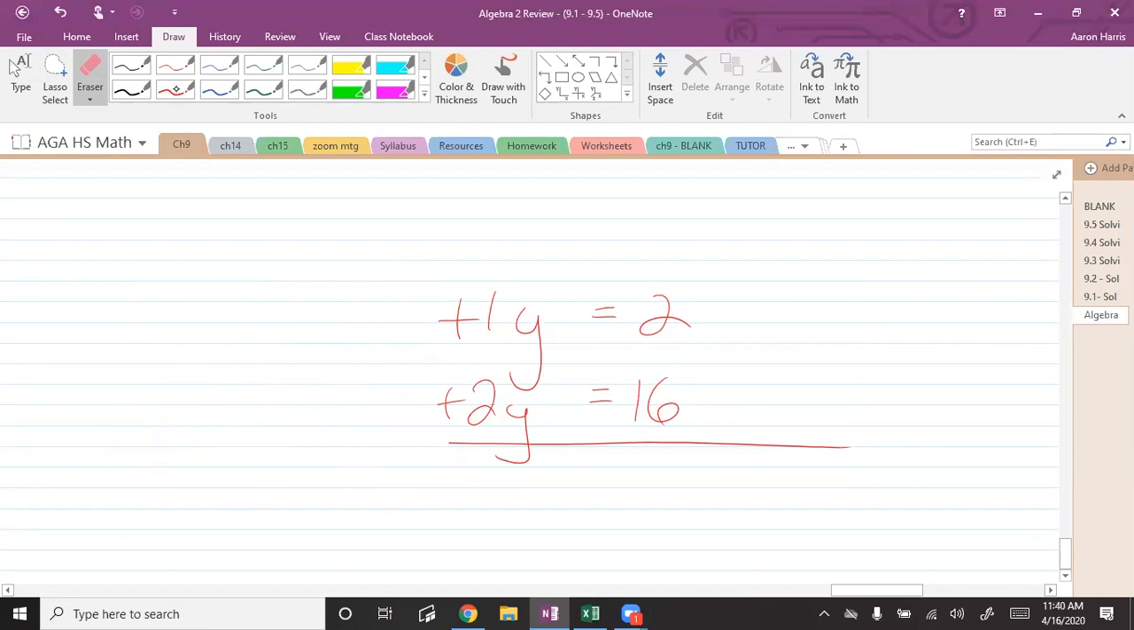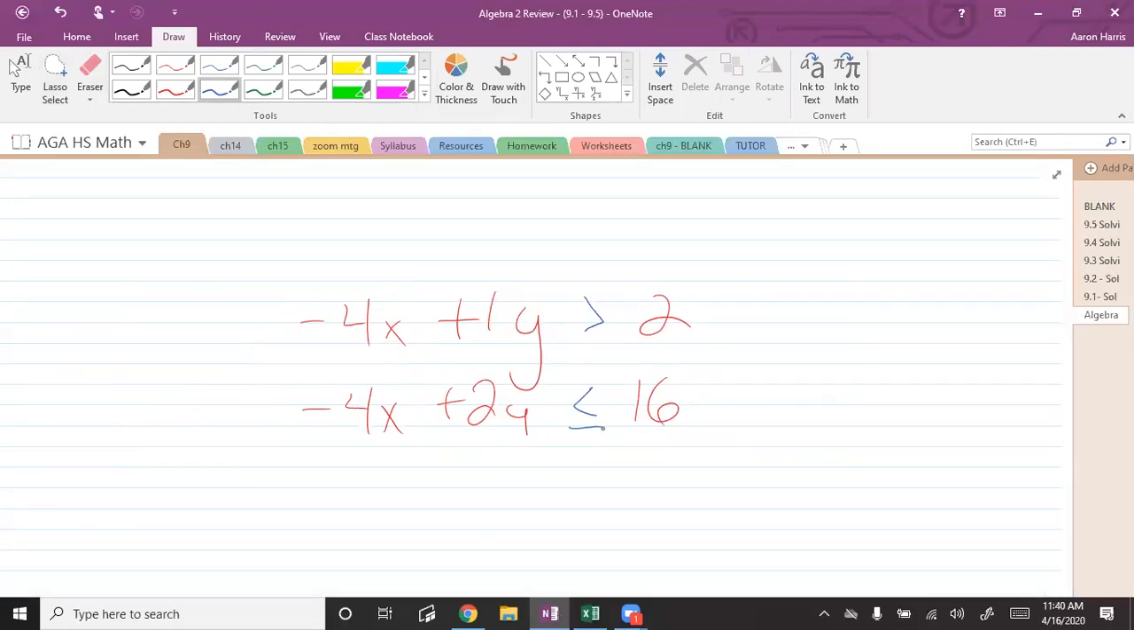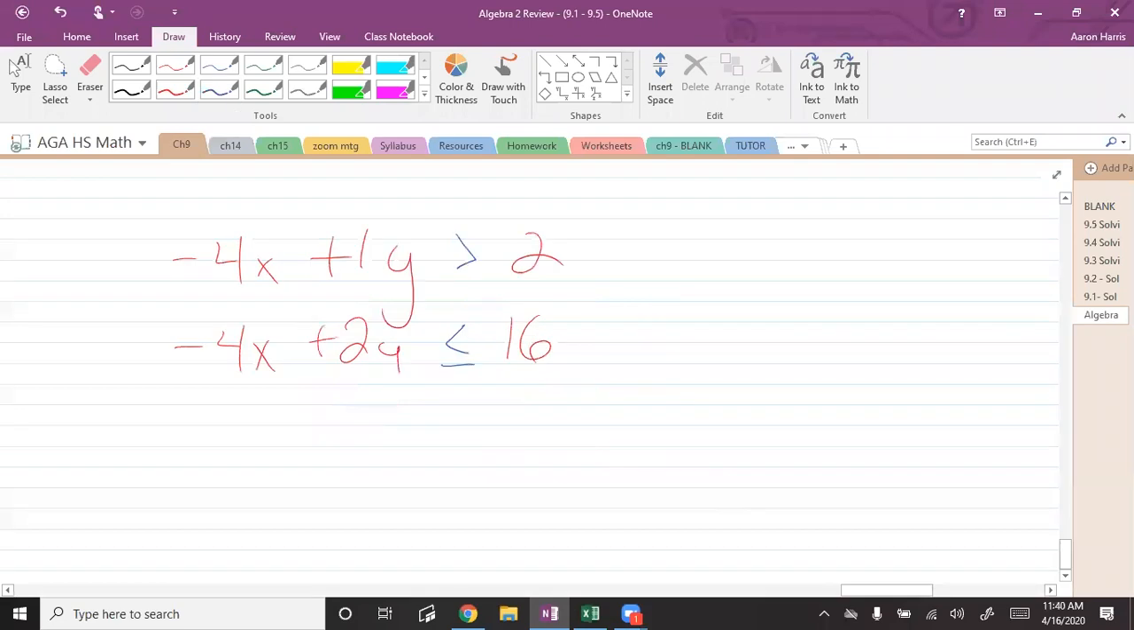So it was negative 4x, negative 4x. And instead of these equal signs, I am going to make one greater than, and one's going to be less than or equal to. So same system, but I made them into inequalities, correct? All right, in order to graph, these are in standard form. What should I put them in?